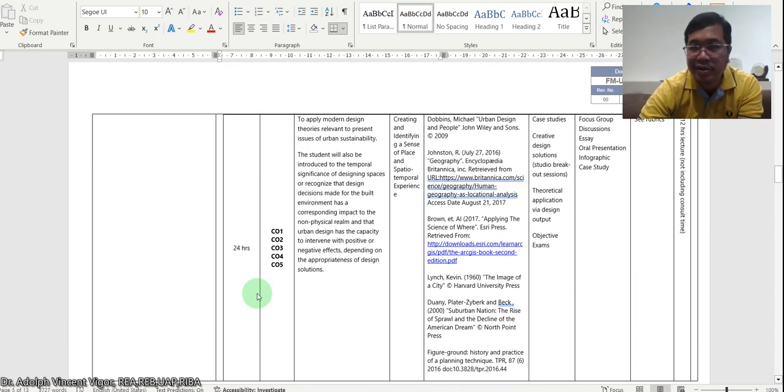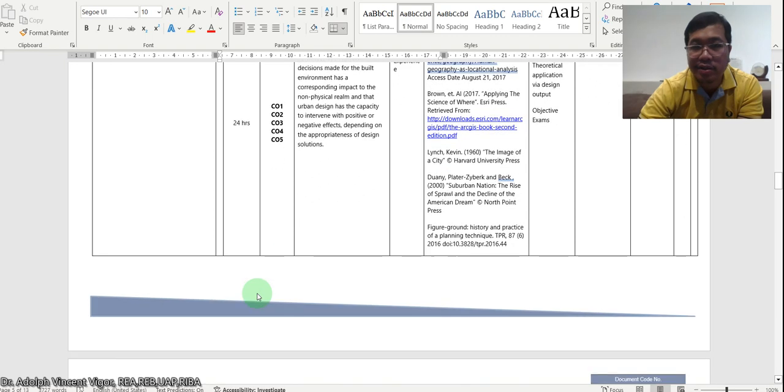Then for 24 hours, you have here the topic of creating and identifying a sense of place and spatio-temporal experiences. The ILOs are to apply modern design theories relevant to present issues of urban sustainability. The student will also be introduced to the temporal significance of designing spaces, or recognize that design decisions made for the built environment have a corresponding impact on the non-physical realm, that urban design has the capacity to intervene with positive or negative effects, depending on the appropriateness of design solutions.